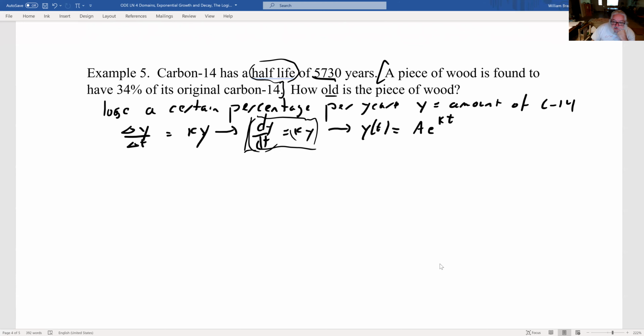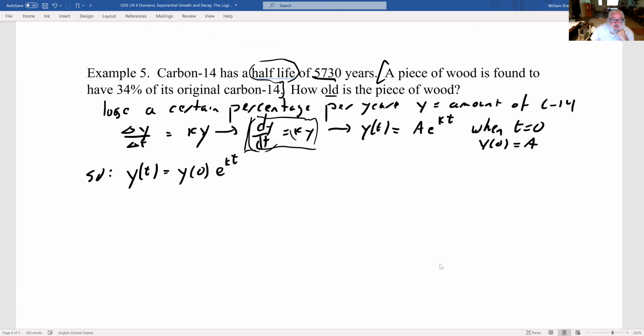And when t equals 0, we get y of 0 equals a. So the amount that we have is the initial amount times e to the kt. So half-life of 5730, that means when t equals 5730, y is 1/2 of what you started with. Right? That's what a half-life means. It takes 5730 years for half of it to decay. So that allows us to evaluate what k is.